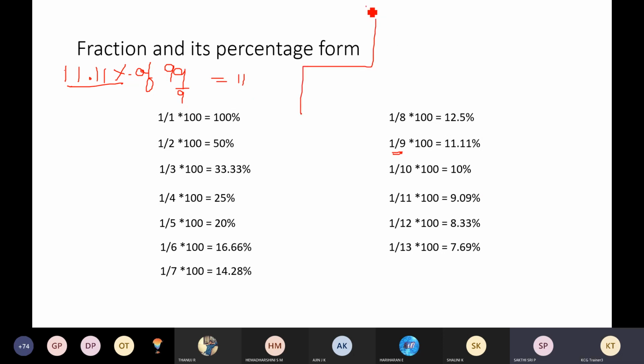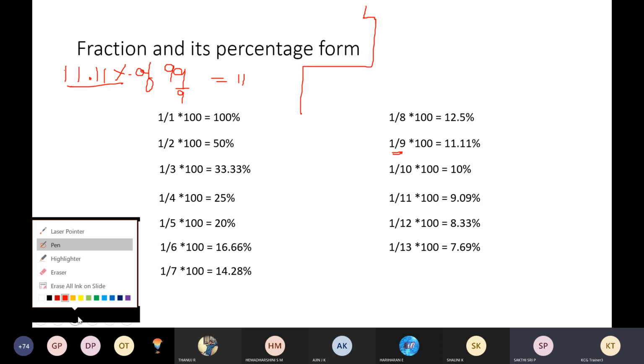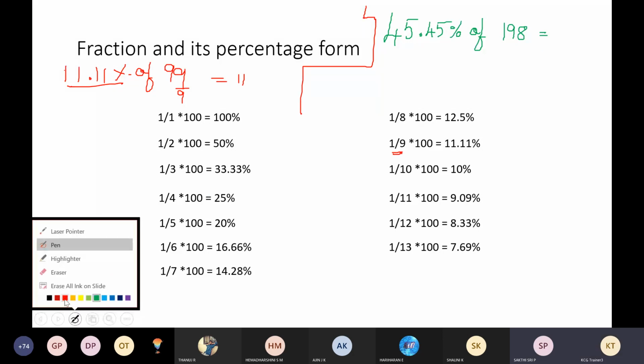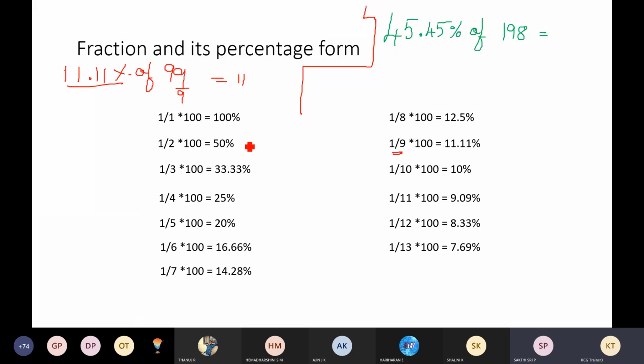Okay. Now that's fine. Let's see who's able to get the answer for this question. My question is, what is 45.45 percentage of 198? If I ask you this question, you will definitely start wondering, sir, 45.45, you did not give me that percentage at all. How can I do it? See, in most cases, you will not get direct percentages. So you should relate one to the other. For example, 45.45, can I write that as 5 into 9.09?